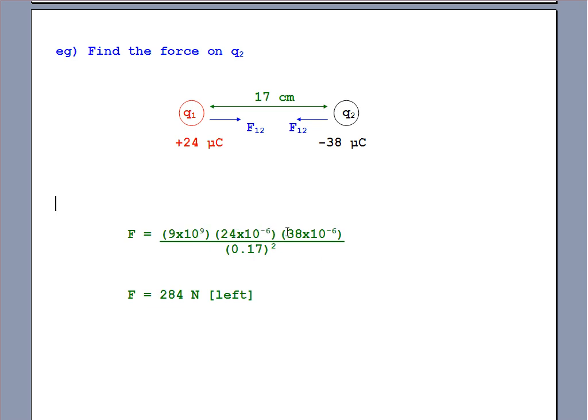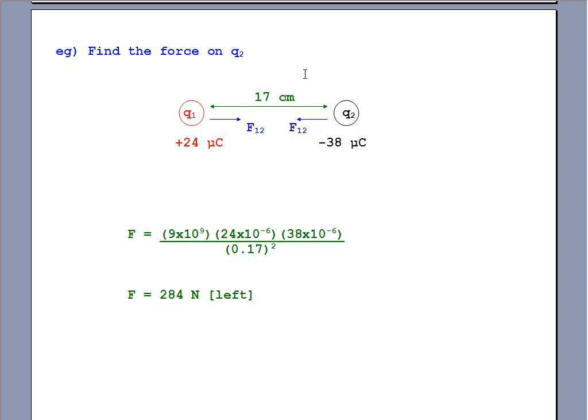38 microcoulombs, and I deliberately did not put the minus sign in. At this level of physics, the math does a poor job of trying to figure out direction. Just don't even bother putting it in, and that's why I use the phrase, just use your head, just think about it. But I do change that distance to meters, 0.17, and it does have to get squared. And then if you try throwing that into your calculator, you'll see it's 284 newtons of attractive force. And since they're saying, oh, just worry about Q2, then I guess its attractive force is to the left.